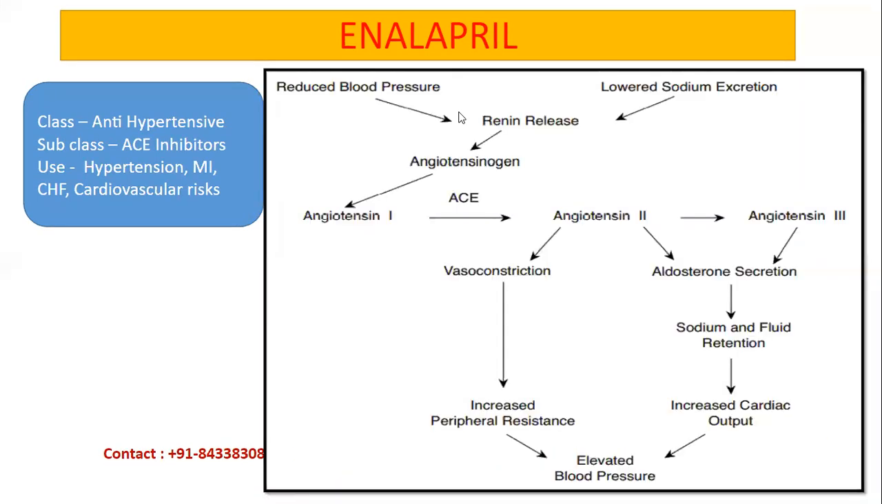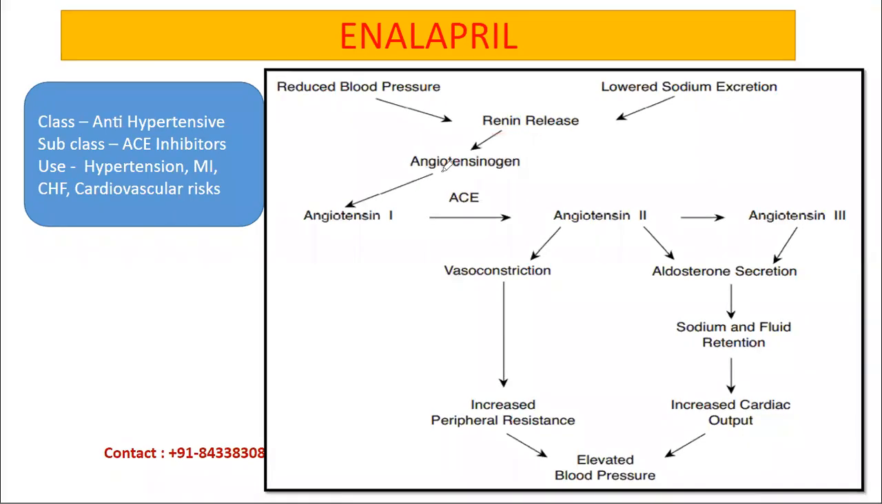So to sum it all together, first, renin release will occur because of low BP and low sodium excretion. This will act on angiotensinogen and convert it into angiotensin 1. This, in the presence of ACE, will get converted into angiotensin 2, then finally to angiotensin 3 and 4. Angiotensin 2 will cause vasoconstriction of the renal afferent arterioles, which will lead to increased peripheral resistance and ultimately blood pressure. And angiotensin 2 and angiotensin 3 both will cause increased aldosterone secretion, which will lead to sodium and fluid retention, increased cardiac output, and ultimately increase in blood pressure.